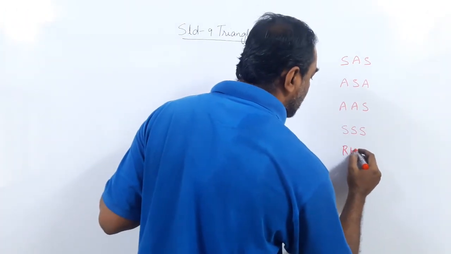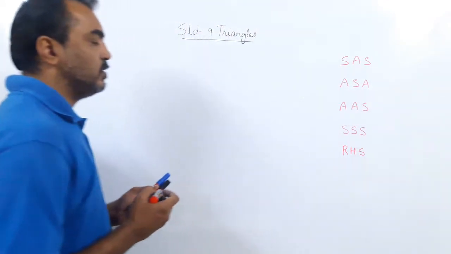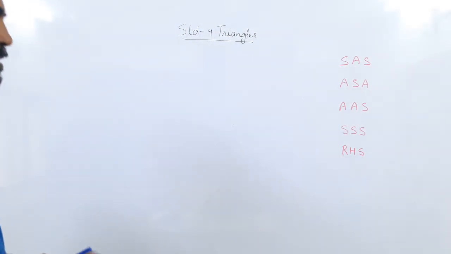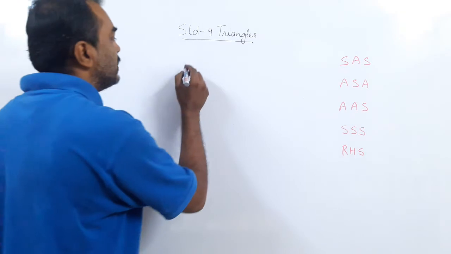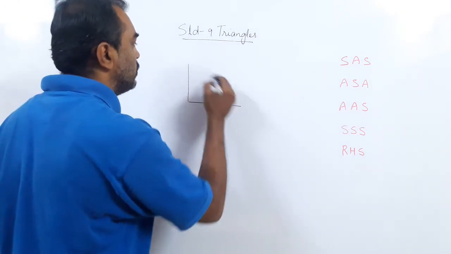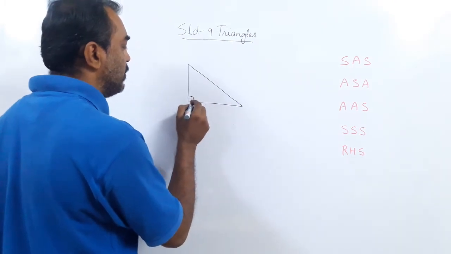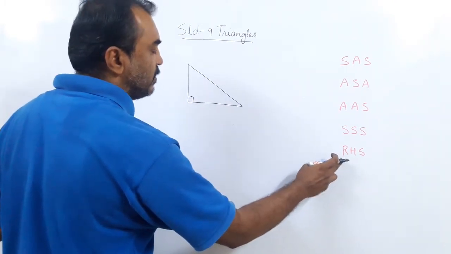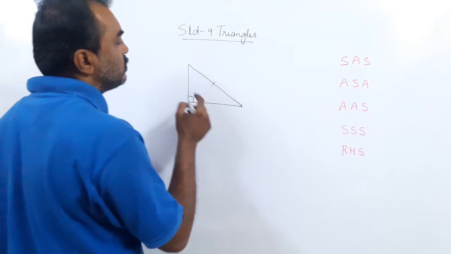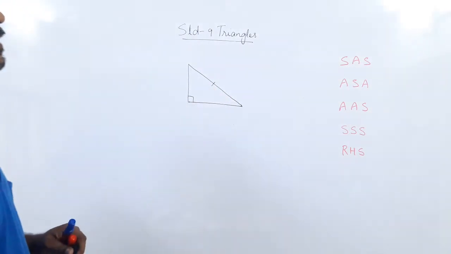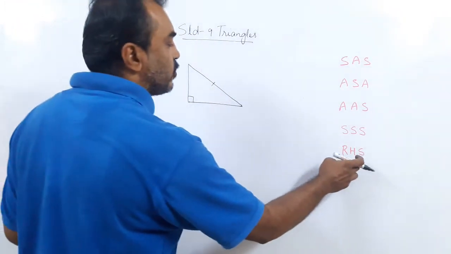Now here RHS does not mean right hand side. Okay, don't compare. RHS does not mean right hand side. RHS means the R stands for right angle, H stands for hypotenuse, the side opposite to the right angle, and the S stands for the side.